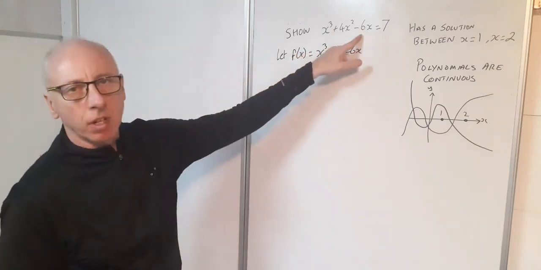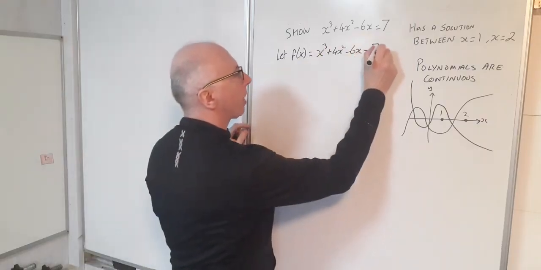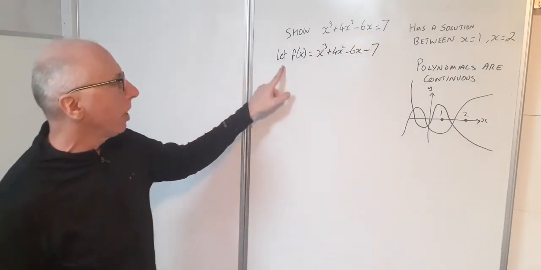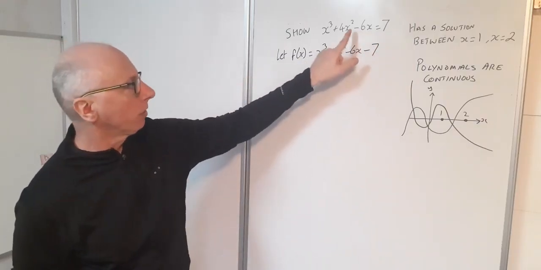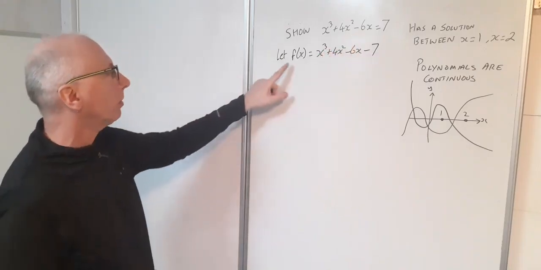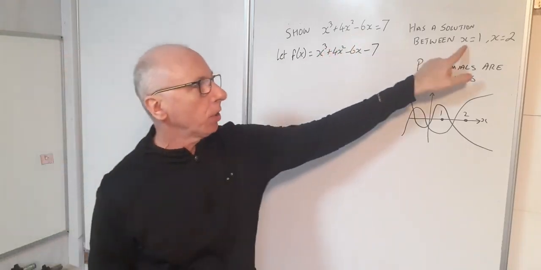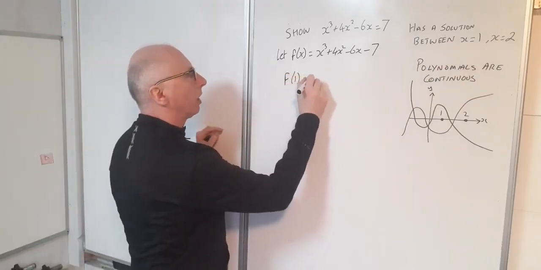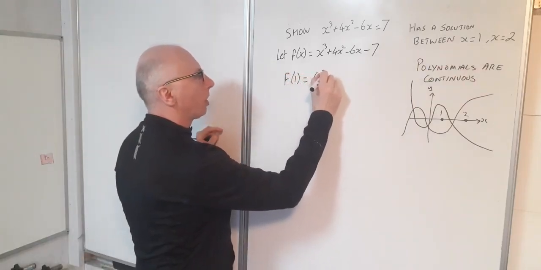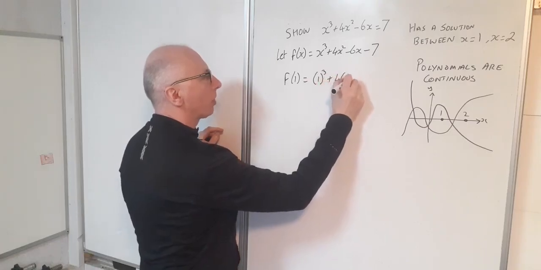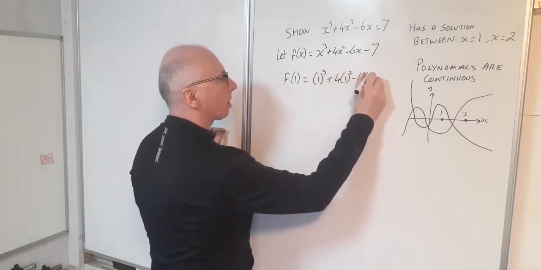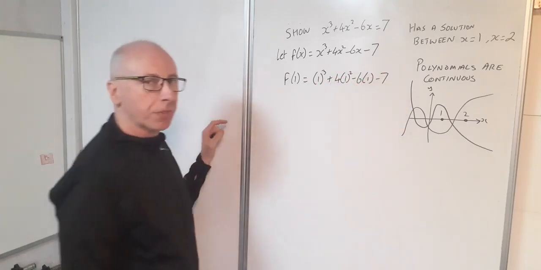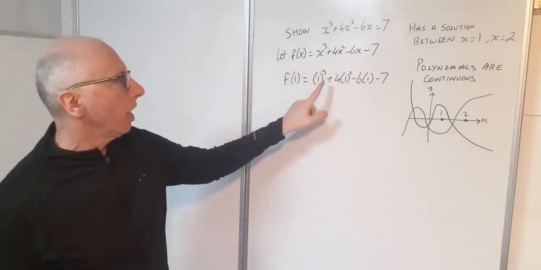and bring the 7 onto the other side. So subtract 7 from both sides. So let's create a function with that equation from what we're given. So now we can plug in x equals 1. So now f of 1, that's just going to give me 1 cubed plus 4 times 1 squared minus 6 times 1 minus 7. So wherever I see an x, I just put in a 1.